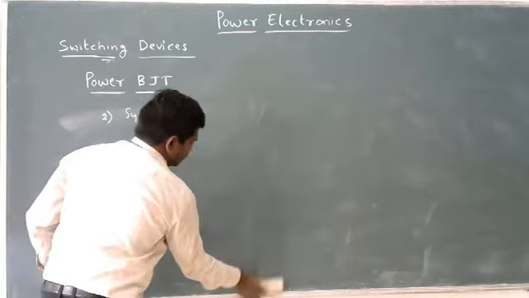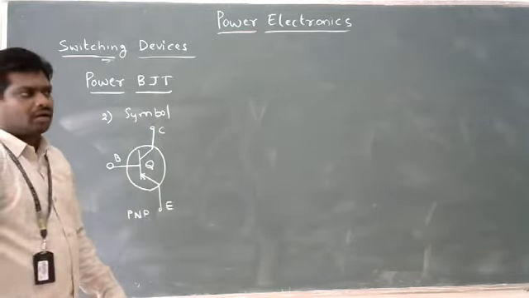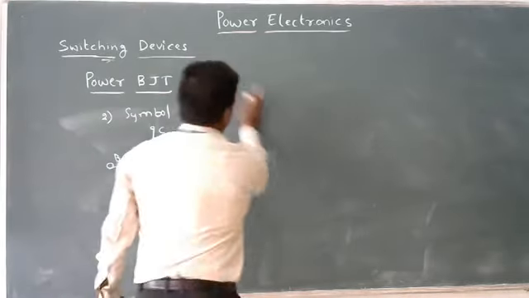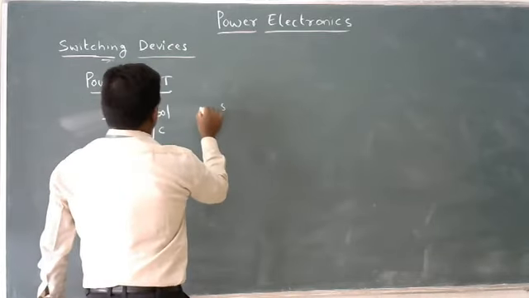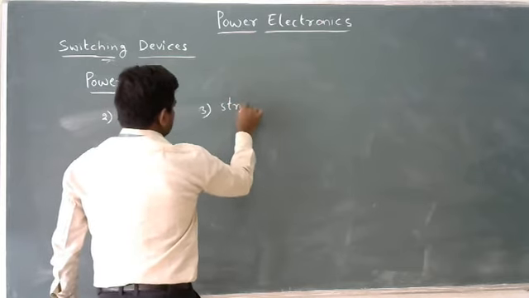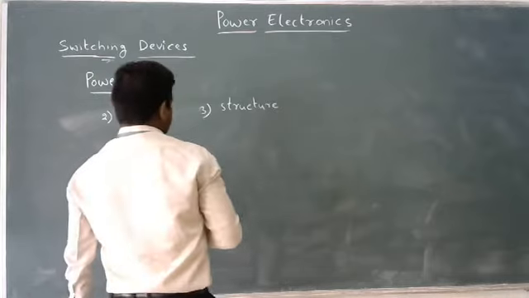Okay. Next we'll see the power BJT structure, and we'll compare both the power BJT and the normal BJT. Okay, so structure.